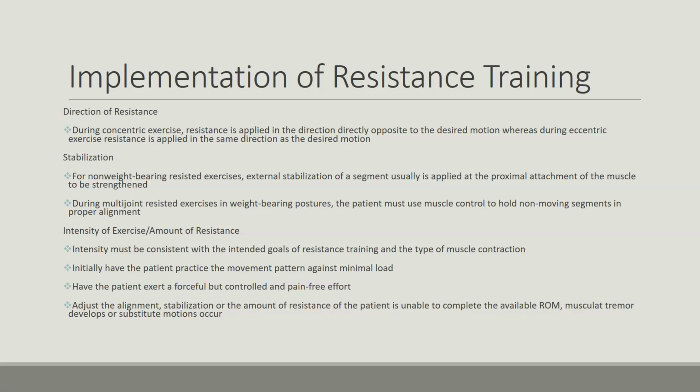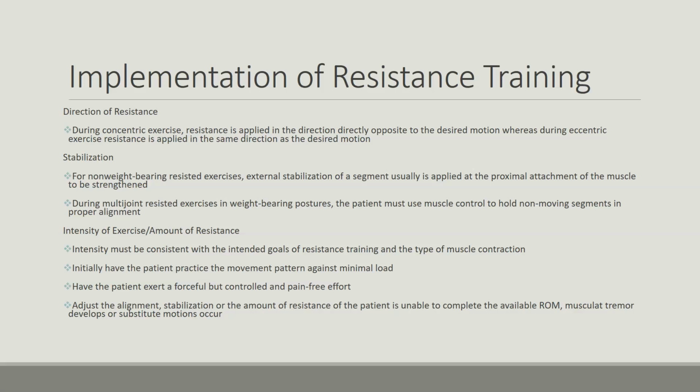The direction of the resistance. So during concentric exercise, resistance is applied in the direction directly opposite to the desired motion, whereas during eccentric exercise, resistance is applied in the same direction as the desired motion. So if we go to the arm and the biceps, if I want to concentrically work the biceps, it's bringing the hand up towards the shoulder. If I want to eccentrically work the muscle, I start with the weight with my hand up at the shoulder, and I control the lowering of my arm.